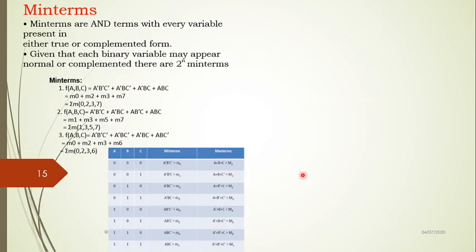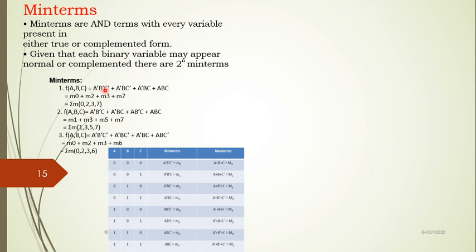Now what is the min term? How to represent the min term? So min terms are nothing but the ANDing terms with every variable present either in true or complemented form. Here is a given Boolean expression which is a function of A, B, C. As we have said, min terms are nothing but the AND terms where every individual literal, either in original form or in complemented form, has to be present. So here we can see that A dash, B dash, C dash is present.